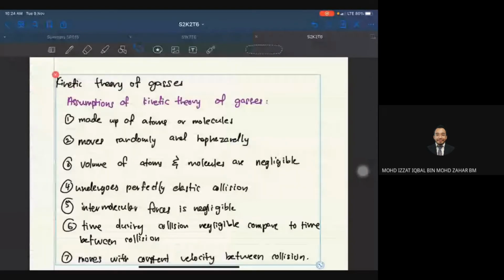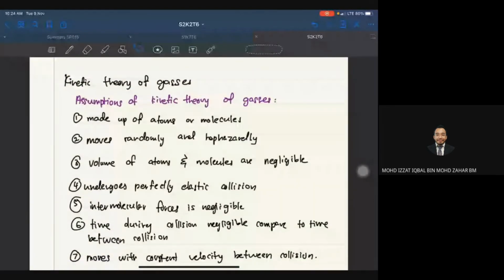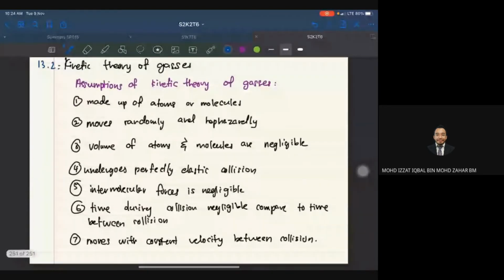Yes. Okay, so for the next subtopic, which is 13.2, we discuss about kinetic theory of gases in detail. So if you go through your lecture note, it says that the macroscopic behavior of an ideal gas can be described by using the equation of state, but the microscopic behavior only can be described by kinetic theory of gases. So over here they make lots of assumptions. Okay, so your notes might be written slightly different, I might write slightly different, but basically referring to the same thing lah. So number one, it makes up of atoms or molecules.